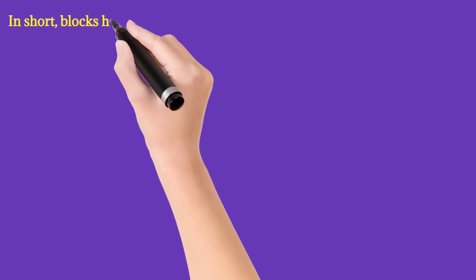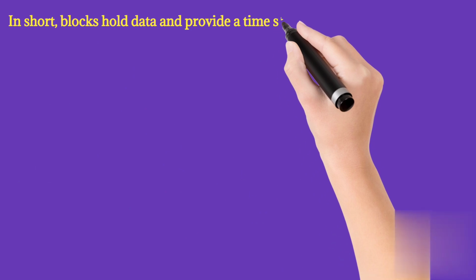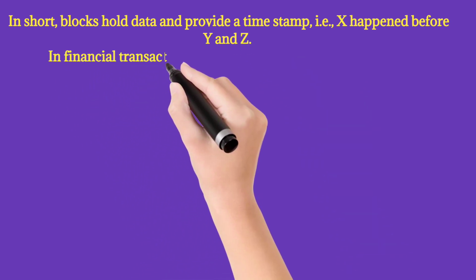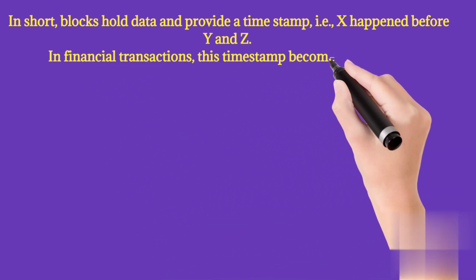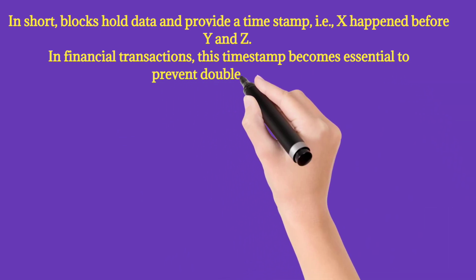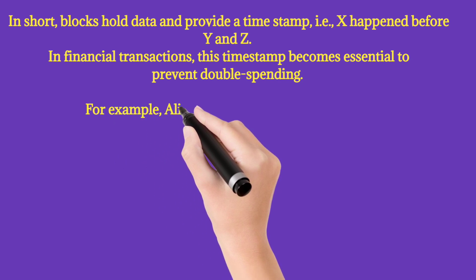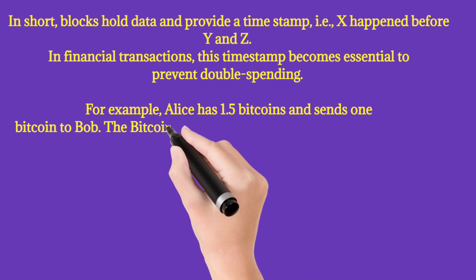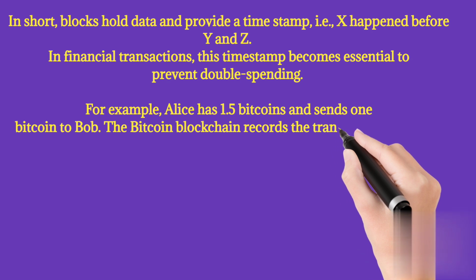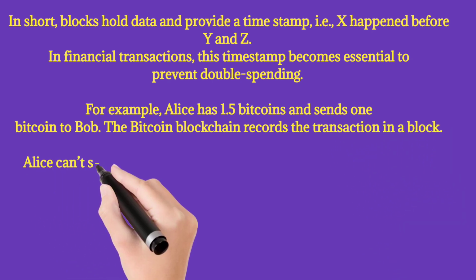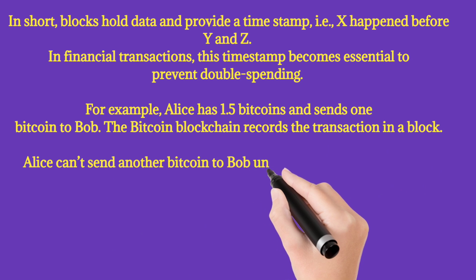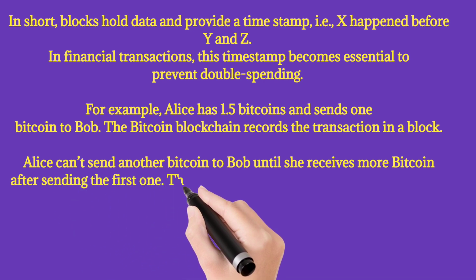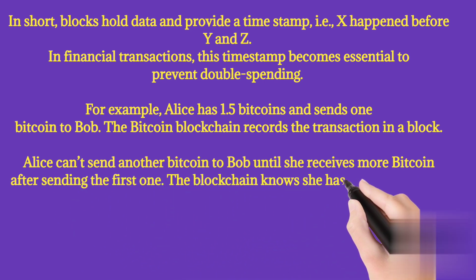In short, blocks hold data and provide a timestamp, i.e., X happened before Y and Z. In financial transactions, this timestamp becomes essential to prevent double spending. For example, Alice has 1.5 bitcoins and sends 1 bitcoin to Bob. The Bitcoin blockchain records the transaction in a block. Alice can't send another bitcoin to Bob until she receives more bitcoin after sending the first one. The blockchain knows she has 0.5 bitcoins now.